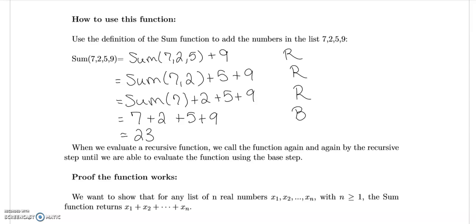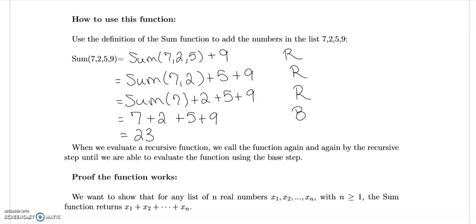When we evaluate a recursive function, we call this function again and again by the recursive step until we're able to evaluate the function using the base step. That's essentially what happened here. We had to call upon the recursive step 3 times before we could use the base case and then actually put them all together. So let's actually prove that this function works. Say we want to show that for any list of n real numbers, x sub 1 through x sub n, for n greater than or equal to 1, the sum function is going to return x sub 1 plus x sub 2 plus onward and onward plus x sub n.